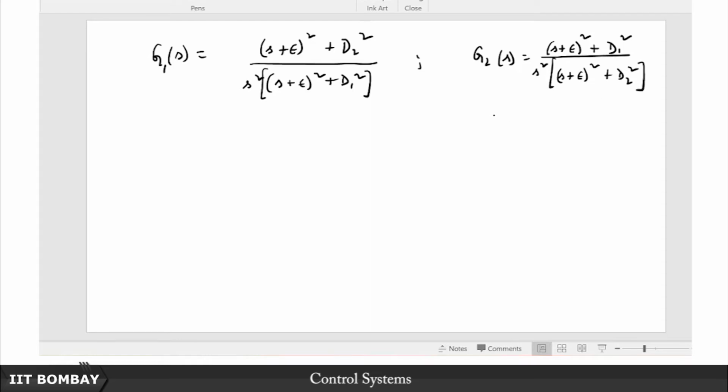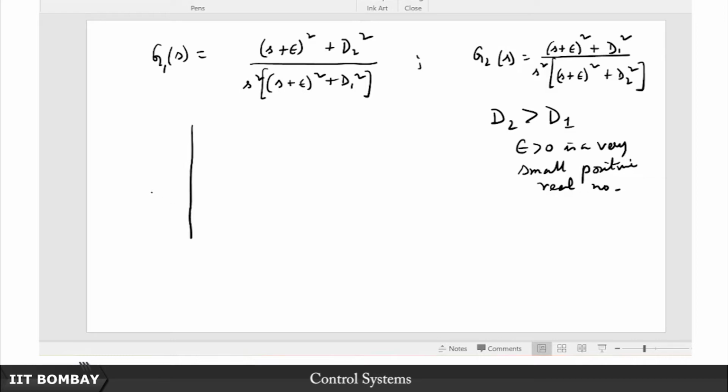So let's say that d2 is greater than d1 and epsilon is a very small positive real number. Fair enough. We're not giving any numerical values here. We're just saying that d2 is greater than d1. That's all we are saying. So let's look at the pole zero map for the first system.